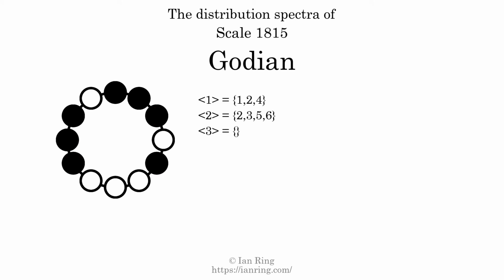The generic interval of 3 scale steps comes in 3 different specific interval sizes. 4 semitones, 6 semitones, and 7 semitones. The spectrum width of this generic interval is 3.